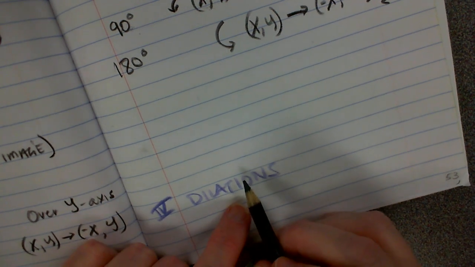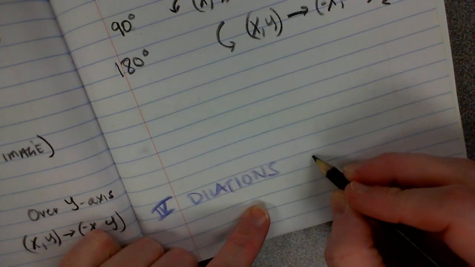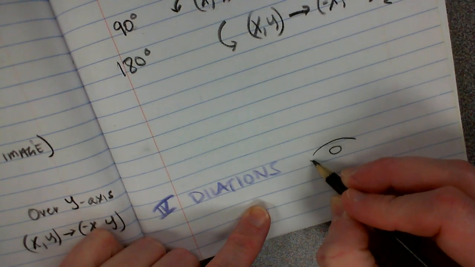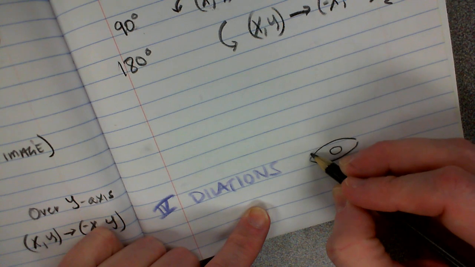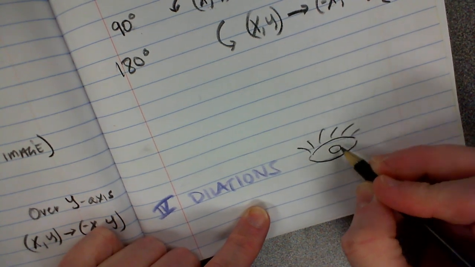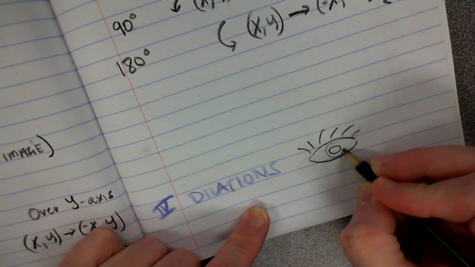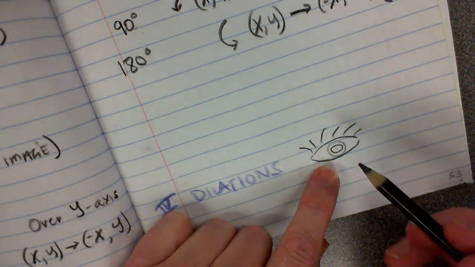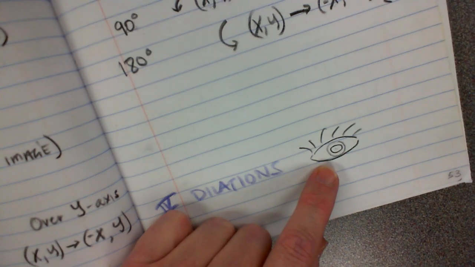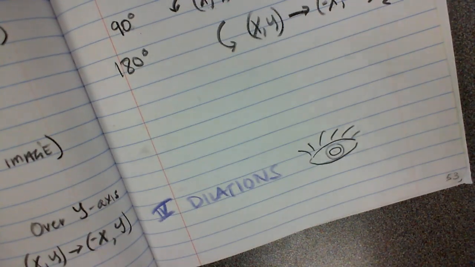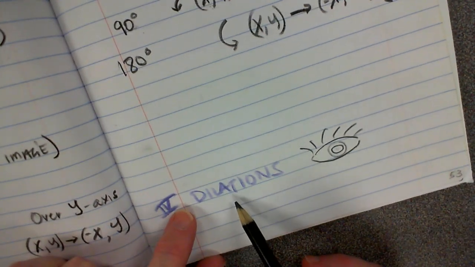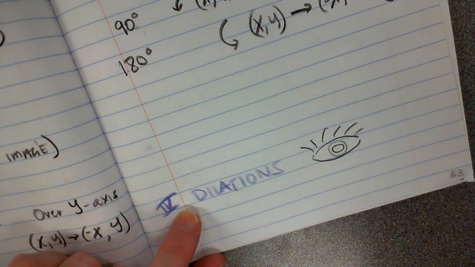Now, this word dilations is, if you would, draw an eye to the best of your ability, and you can give it little eyelashes, because this word dilate is similar to the word that says that your eye dilates. That's what happens to your eye. It dilates. It either gets bigger or smaller to adjust to the light. It happens all the time. It's constantly happening when you go into a dark room versus a light room, or you go outside versus inside. Your eye is dilating. It's either getting bigger or it's getting smaller.